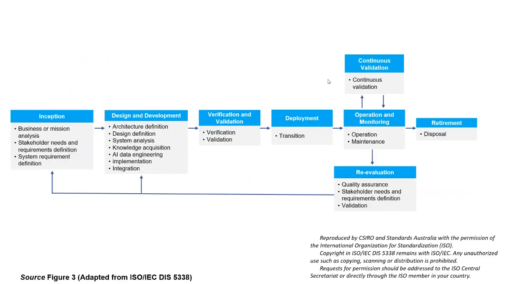So this is the view of the life cycle. Now, again, this is taken directly from the standard, and the intention is not to say this is the way you must think about the AI life cycle, but it tries to focus on the major functional elements: that inception, design, development, verification, validation, deployment, operation, monitoring, and then continuous validation, continuous reevaluation, and then retirement. This is a good functional model.